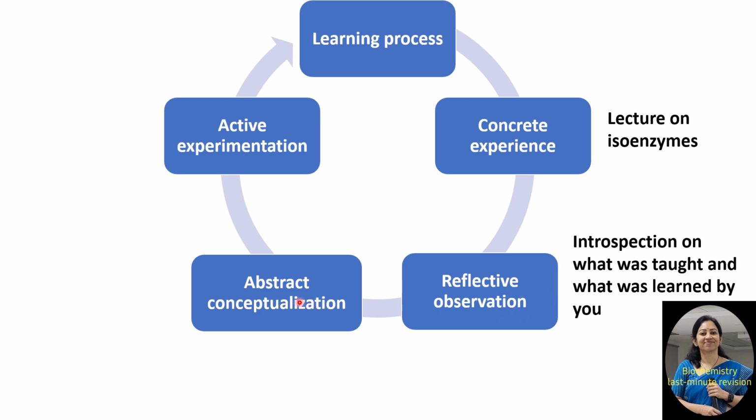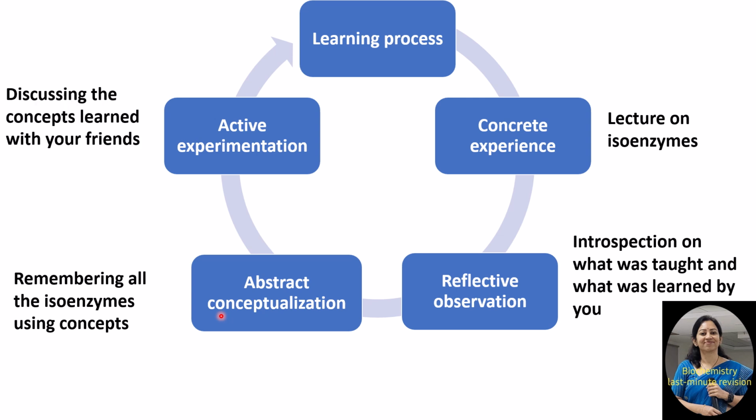Next is step 3, that is abstract conceptualization. Here you need to remember all the isoenzymes that were taught in the lecture, and you have to use your own concept maps to remember that. If you cannot use concept maps, you can log into my channel and understand all the concepts. So that is abstract conceptualization. You cannot stop the learning process here. You have to move one step ahead for active experimentation, where you need to discuss all the concepts that you have learned with your close friends.